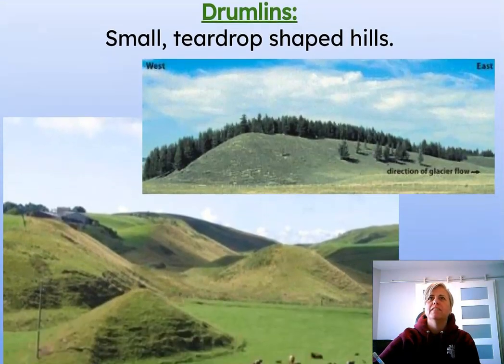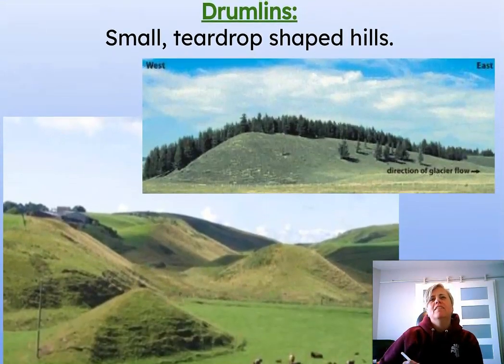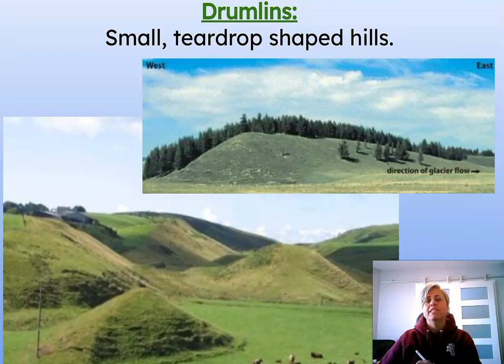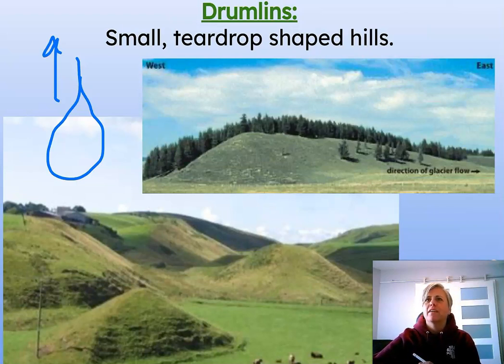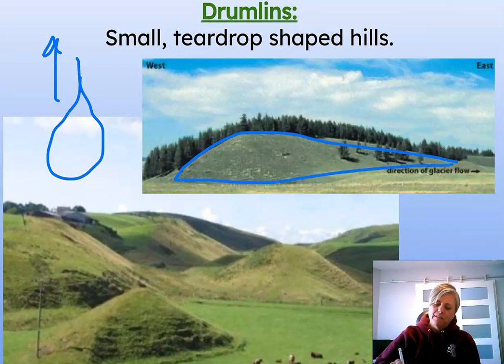Okay, a drumlin is a unique little hill. Kind of like the rolling hills, but drumlins are more teardrop shaped. So they have this shape to them. And they point in the direction that the glacier is moving. So here's a side view. We've got this hill here, and the narrow end of this hill is the way the glacier was moving.